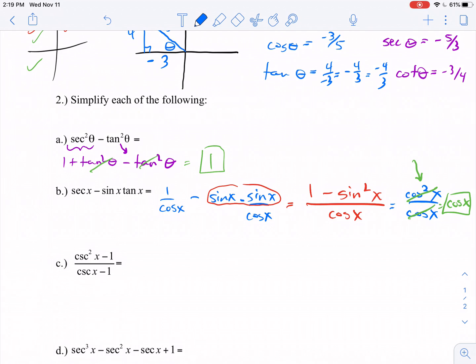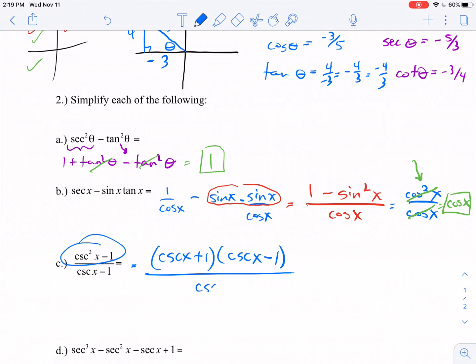Part C, you can save yourself a lot of time, and some of you might be looking at that Pythagorean identity. You might switch it out, but I'm going to factor the top into cosecant of x plus 1 and a cosecant of x minus 1, and that's all over cosecant of x minus 1. So again, I can just cross these two off because we're multiplying the top by that, and it's the whole thing on the bottom, and so my final answer would be cosecant of x plus 1.